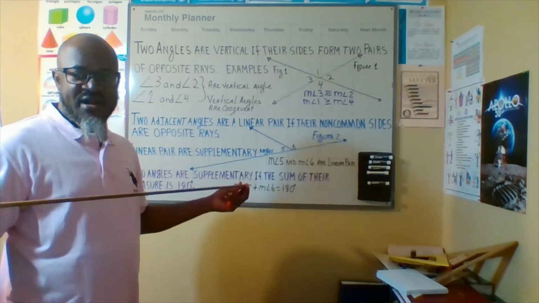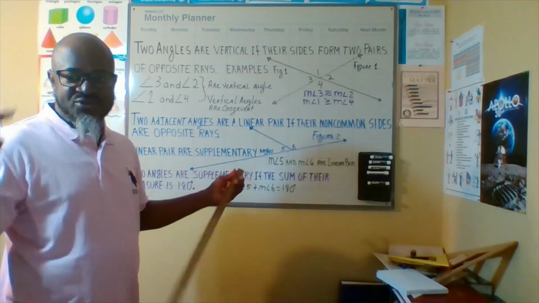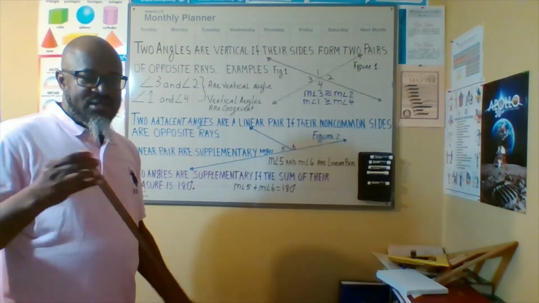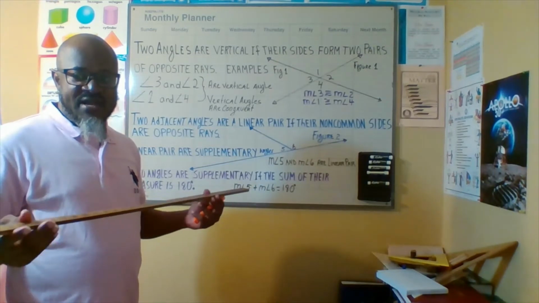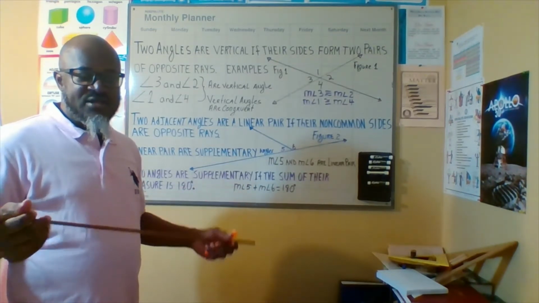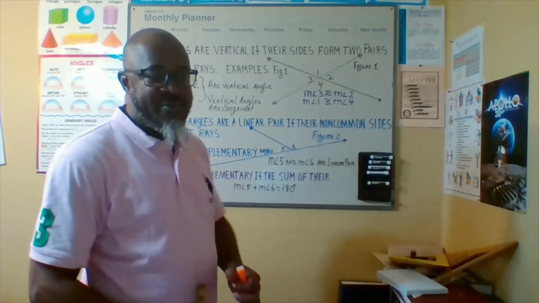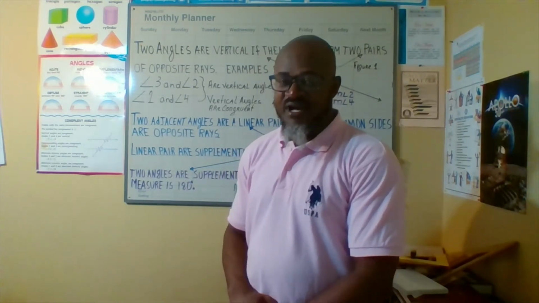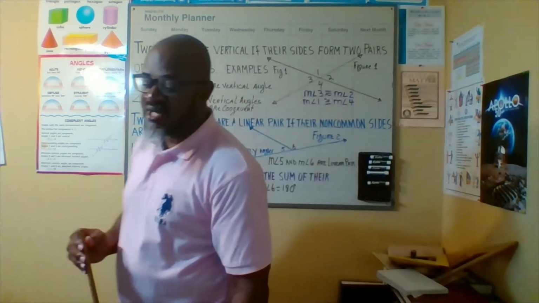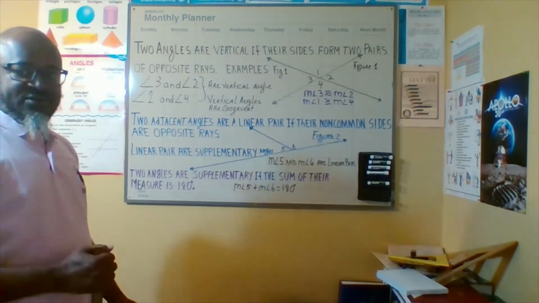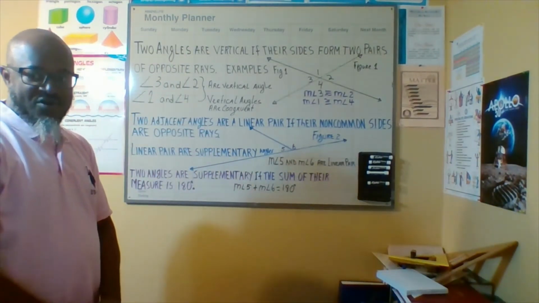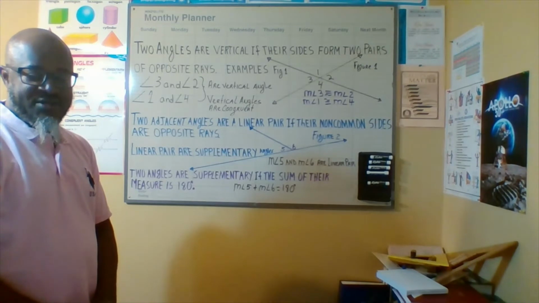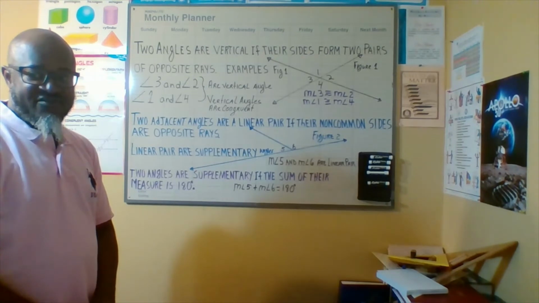The keyword is linear, line. Since it's a linear pair, the two angles will form a line and add up to 180. So linear pairs are supplementary. That's a definition you need to know. Supplementary angles are two angles whose measures sum to 180. Linear pairs are supplementary, however vertical angles are congruent.